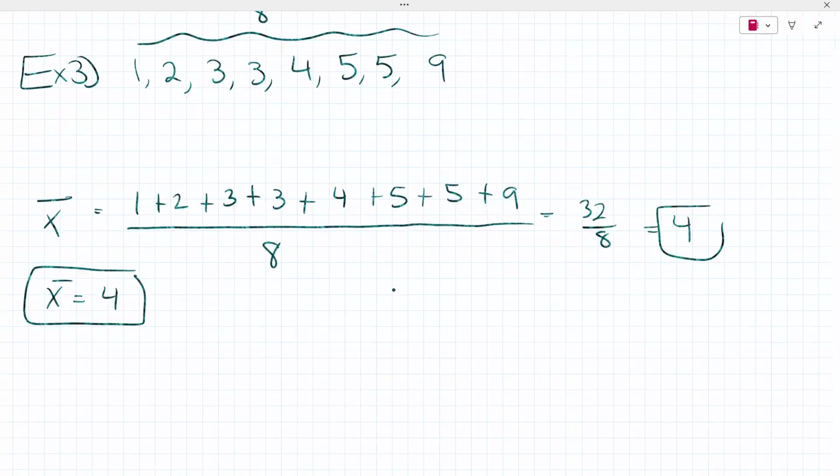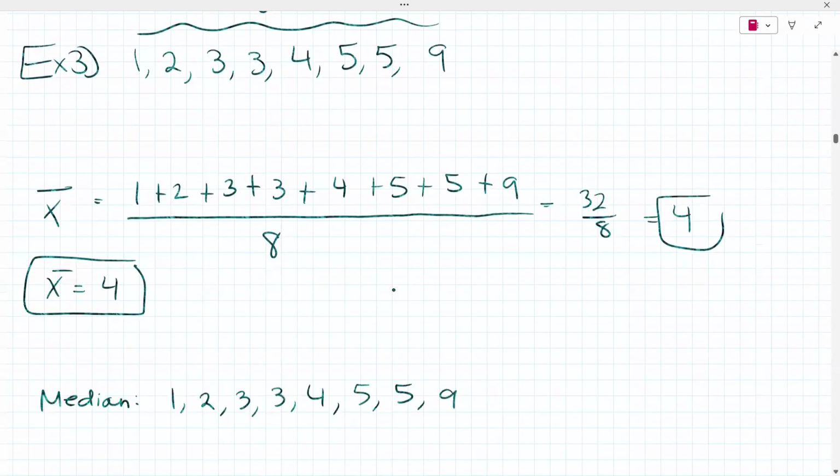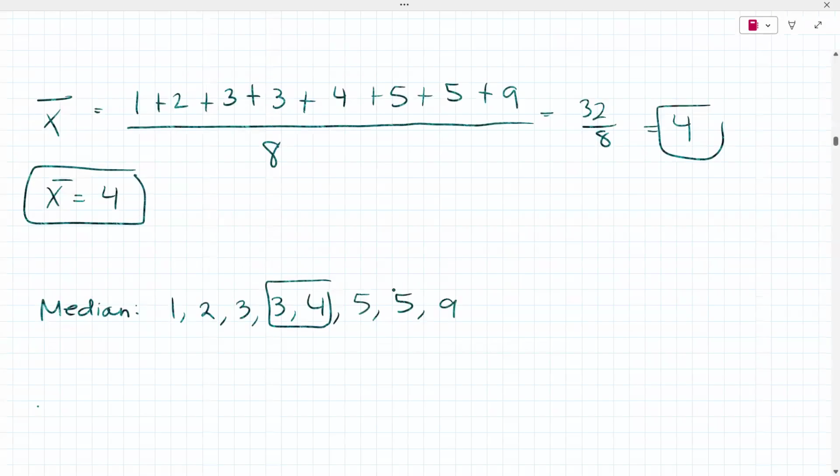Okay, let's find the median. I'll just rewrite the numbers again, but they are in order, so that's good. How many numbers are there? There's a total of 8. So 8 is even, so you take the average between 3 and 4. That's 3 plus 4 divided by 2, which is 3.5. So your median is 3.5.